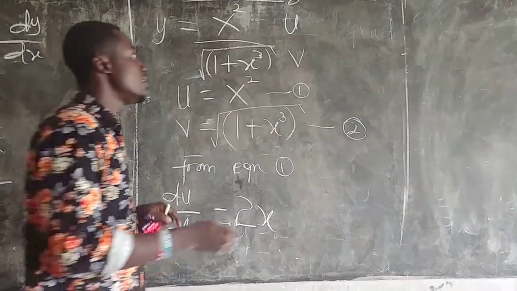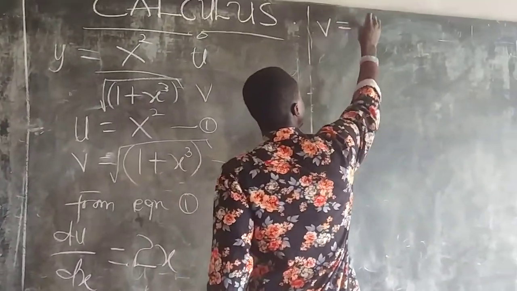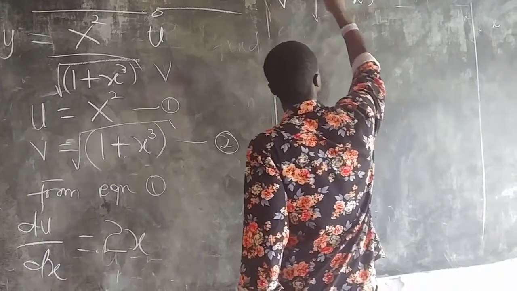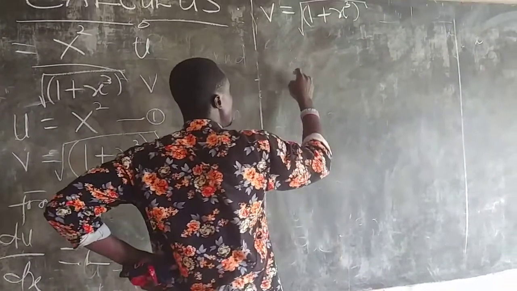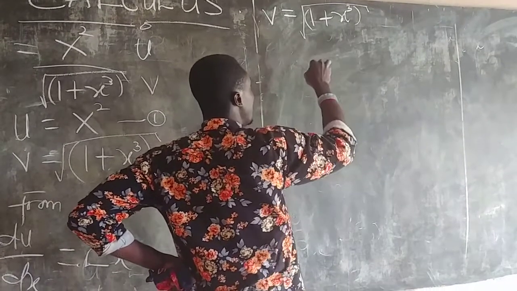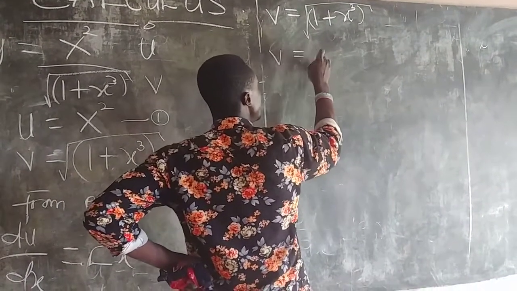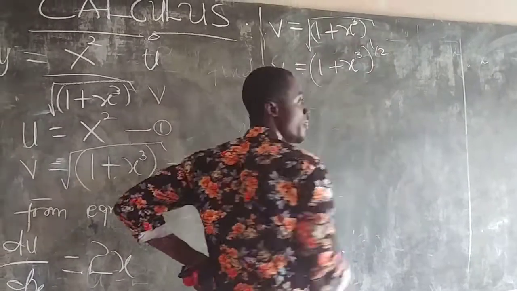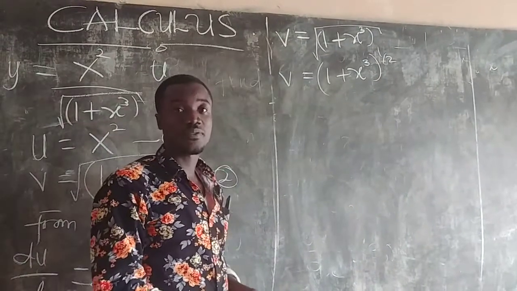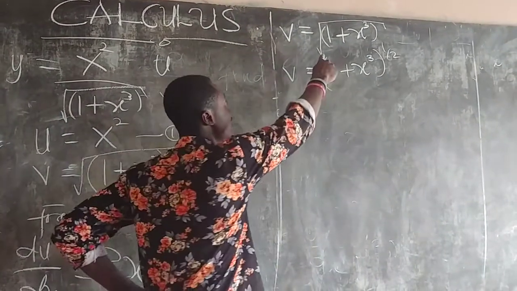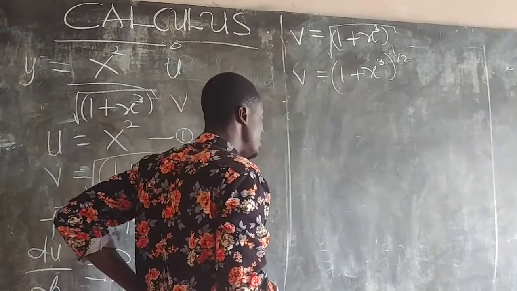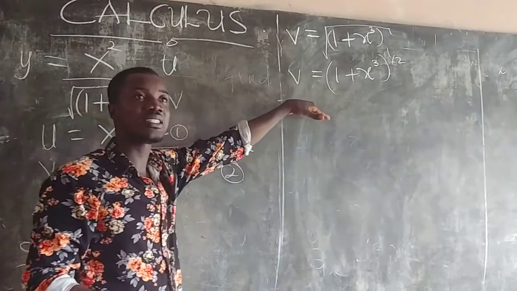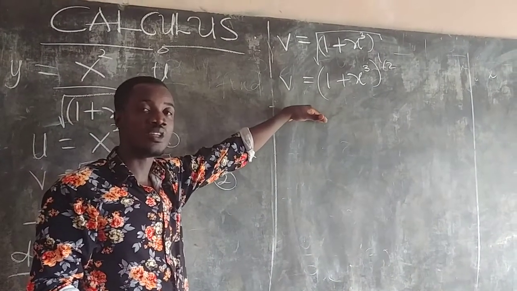Let's come to v. v is equal to the square root of 1 plus x cubed. Now, the square root is affecting the whole thing. So our v is the same as 1 plus x cubed all exponent 1 over 2. Square root is a half, take note. So we can differentiate this function. Remember, we just did product rule and chain rule.